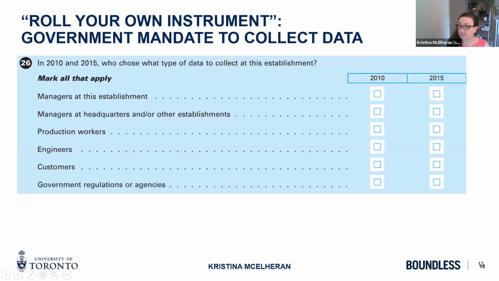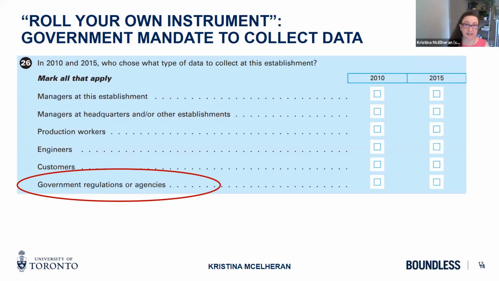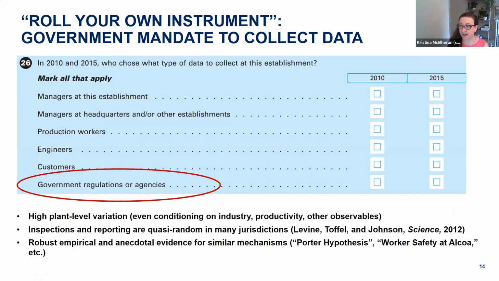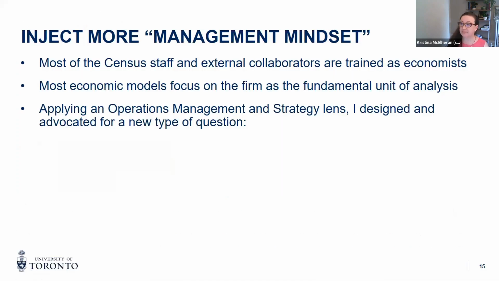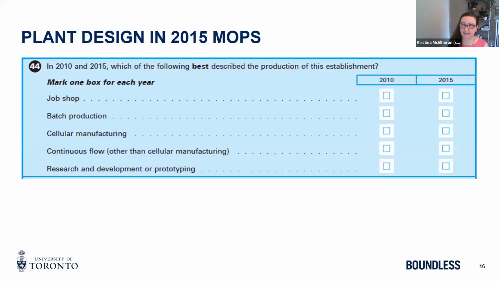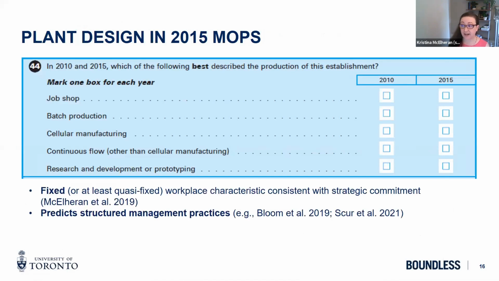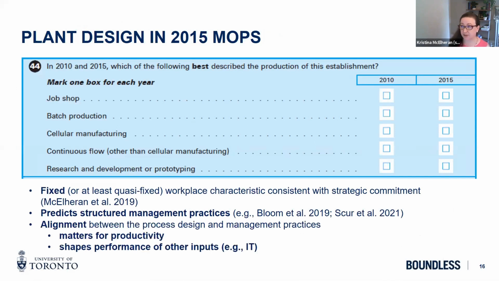Just an example, they talked about rolling your own instruments. We anticipated this and asked whether the government was telling the workplaces to collect the data. And that turned out to be a very helpful instrument for us. And then we also asked some questions about strategic commitments and design of the production process, and that's turned out to be very helpful in the research as well.